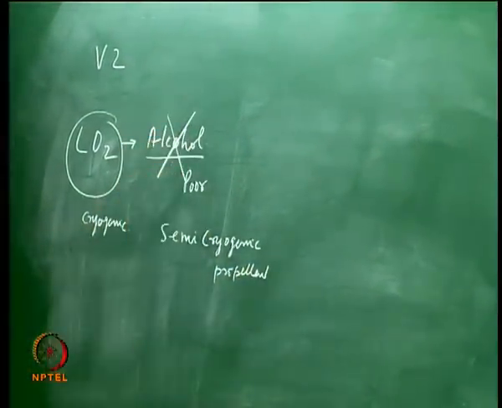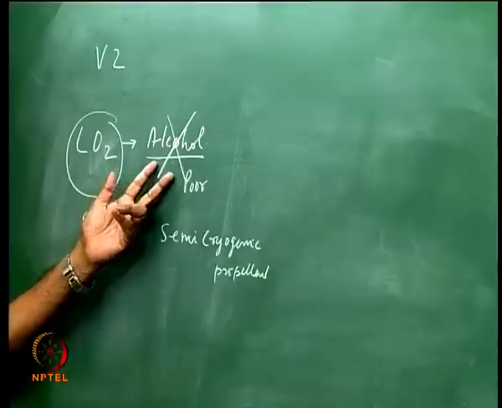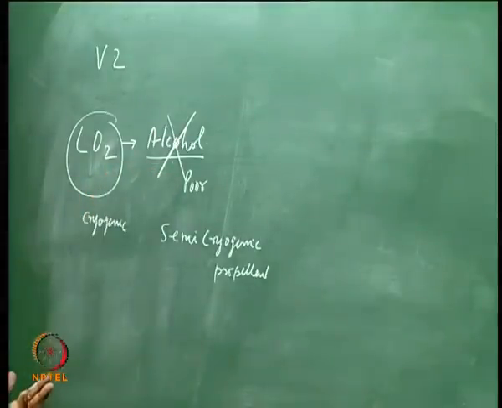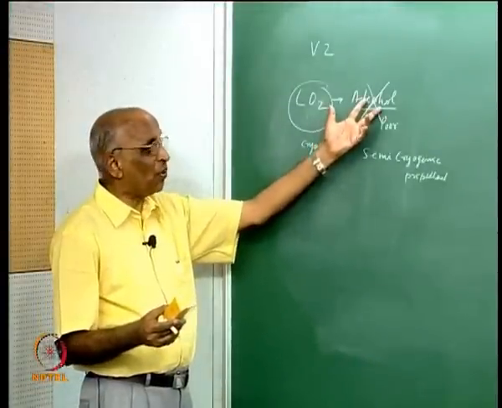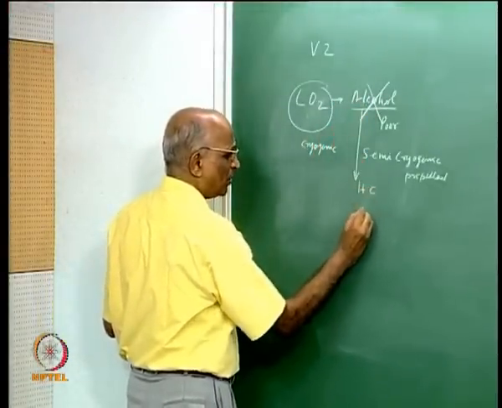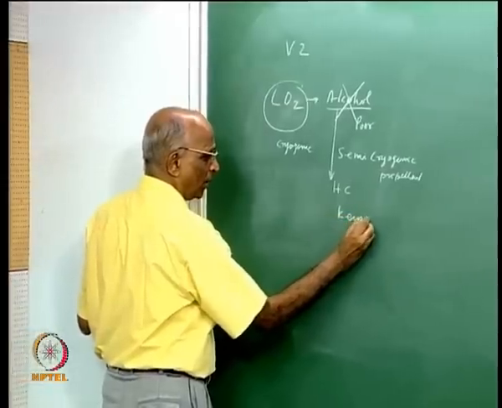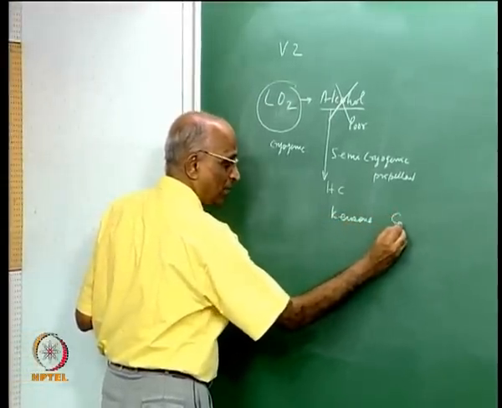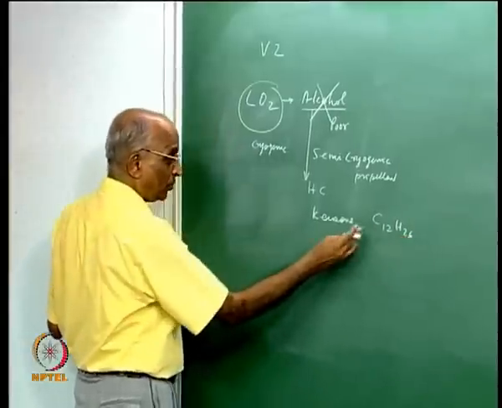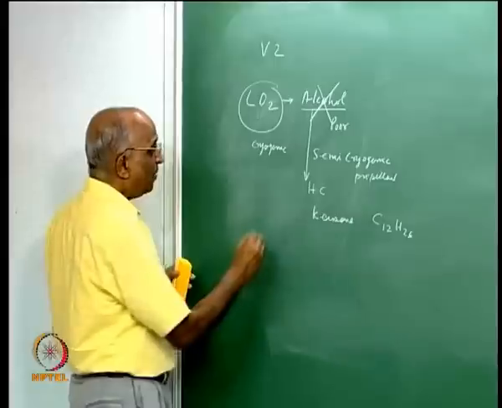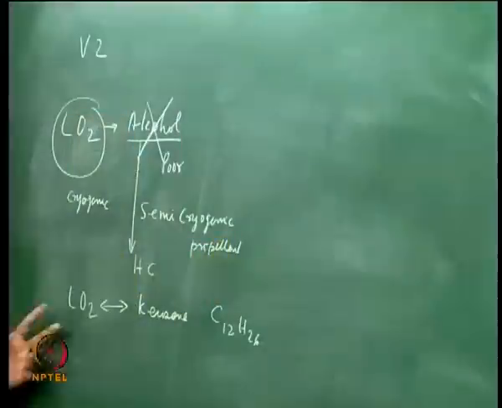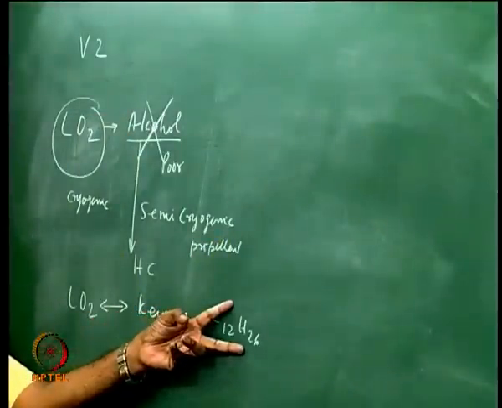Alcohol has poor properties. Why? It contains oxygen also, because you have OH. That means it is not a good fuel. Why not use a better fuel like a hydrocarbon? Why not use kerosene? Kerosene has a molecular formula something like C12H26, a linear chain with no oxygen. It is a much better fuel, and therefore the present trend is to use semi cryogenics consisting of liquid oxygen and kerosene together.